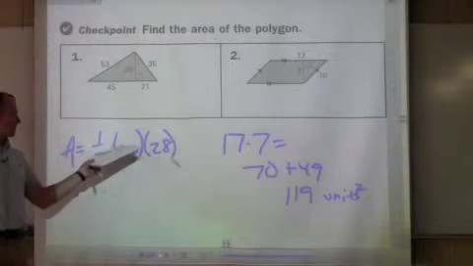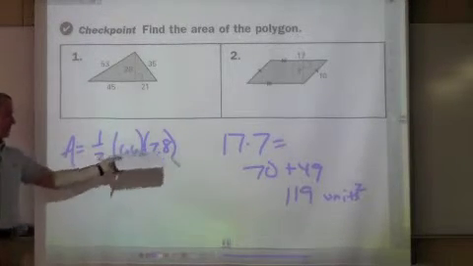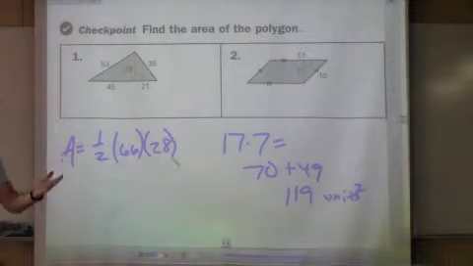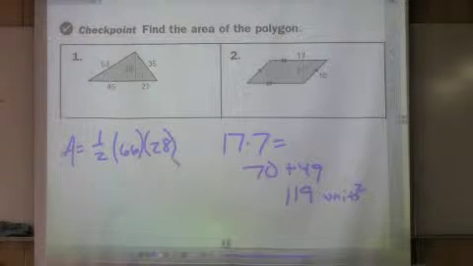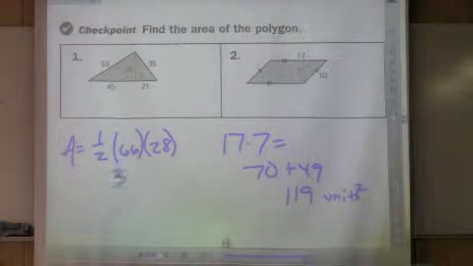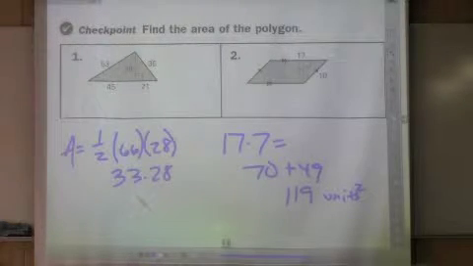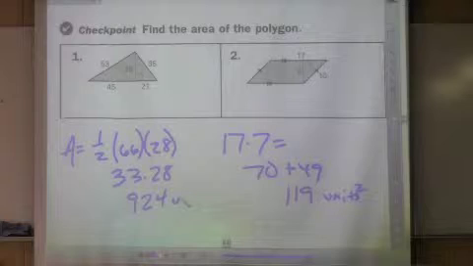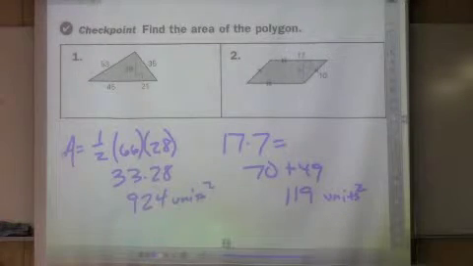Some people say 1/2 times the height times the base, or 1/2 times the base times the height. Other people like to say base times height divided by 2. It's the exact same thing. Dividing by 2 is the same as multiplying by 1/2. What's that going to be? 33 times 28. What is it? 924. 924 square units.